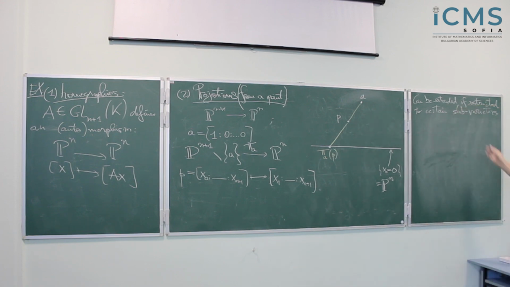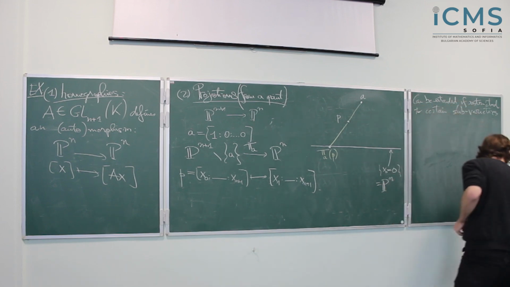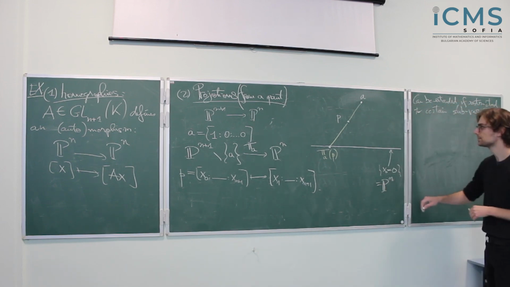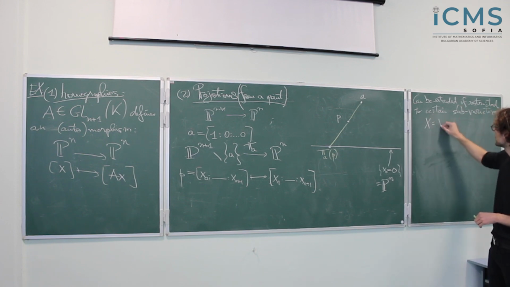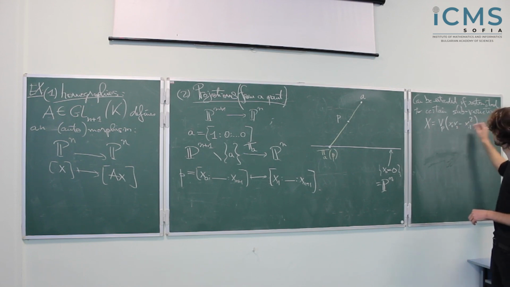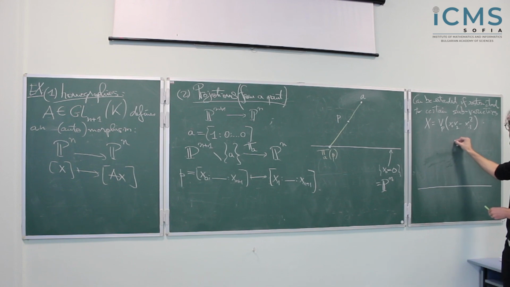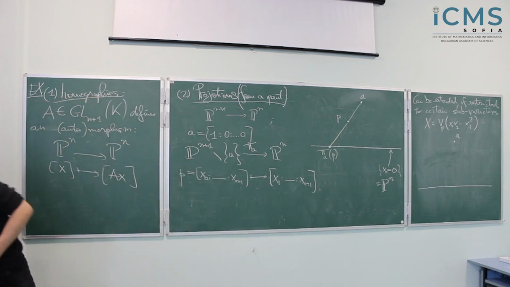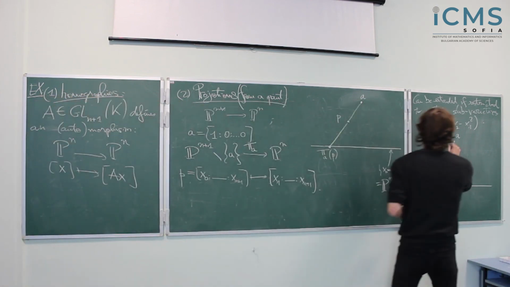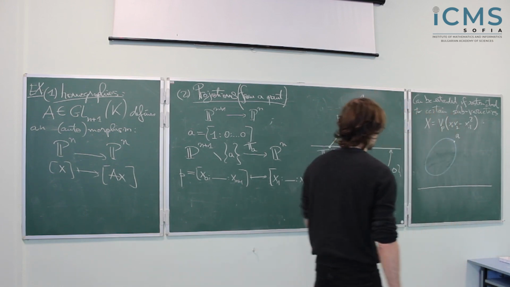So again, let's talk about conics. If I consider the conic, let's say x0x2 minus x1 squared equals 0, the image will be like this: point A is here, and the conic should represent itself as something like an ellipse.